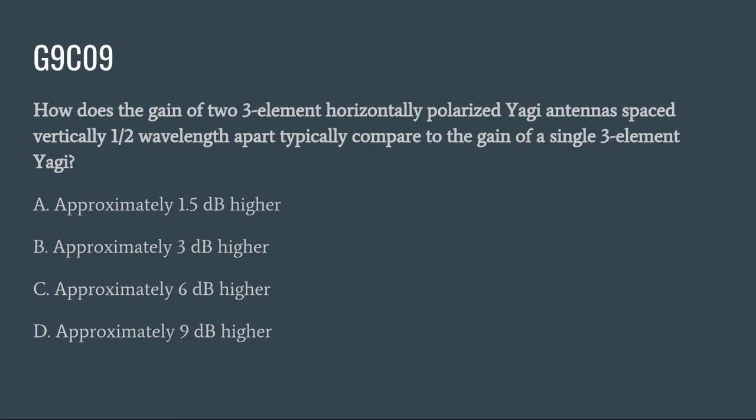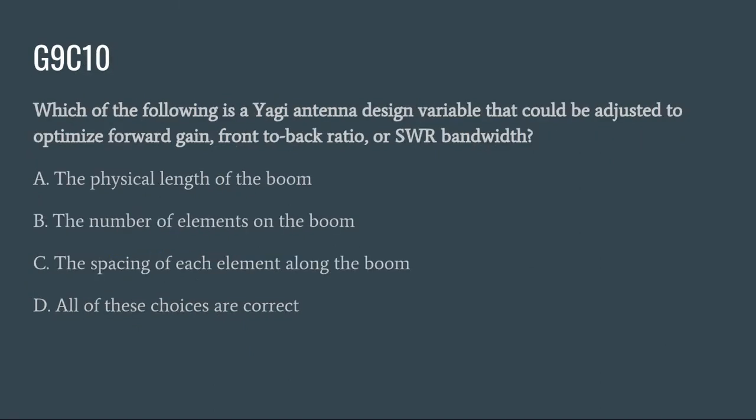G9C09, how does the gain of a 3-element horizontally polarized Yagi antennas spaced vertically half wavelength apart typically compare to the gain of a single 3-element Yagi? A. Approximately 1.5 dB higher. B. Approximately 3 dB higher. C. Approximately 6 dB higher. Or D. Approximately 9 dB higher. Correct answer B. Approximately 3 dB higher.